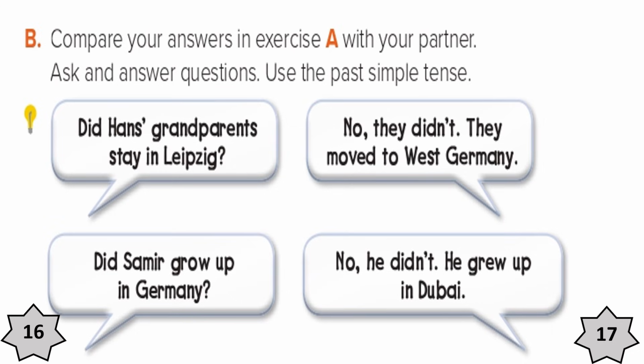B. Compare your answers in exercise A with your partner. Ask and answer questions. Use the past simple tense. Look at these examples. Did Hans' grandparents stay in Leipzig? No, they didn't. They moved to West Germany. Did Samir grow up in Germany? No, he didn't. He grew up in Dubai. Do the rest of this exercise on your own.